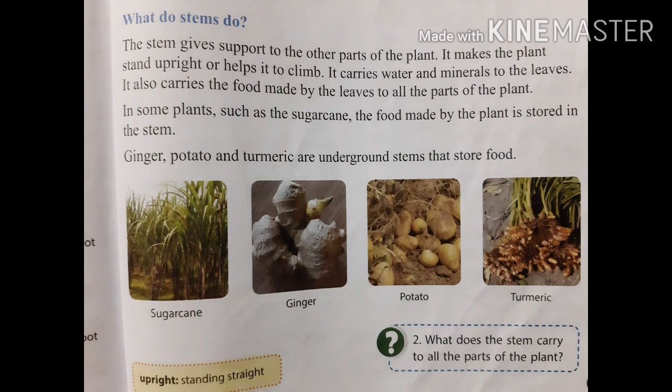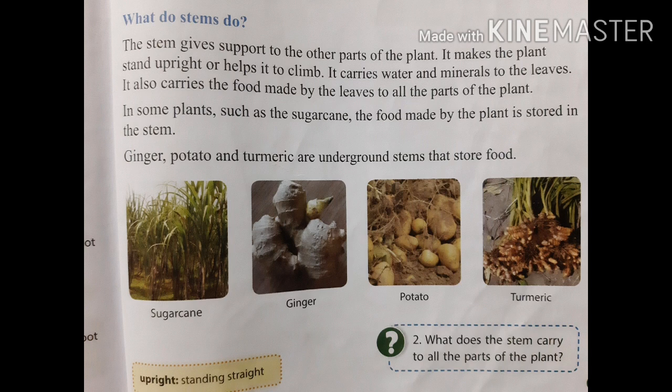What do stems do? The stem gives support to the other parts of the plant. It makes the plant stand upright or helps it to climb. It carries water and minerals to the leaves. It also carries the food made by the leaves to all the parts of the plant. In some plants, such as the sugarcane, the food made by the plant is stored in the stem. Ginger, potato and turmeric are underground stems that store food.